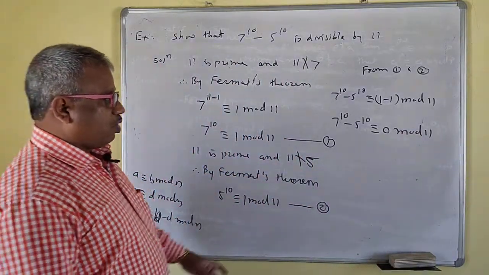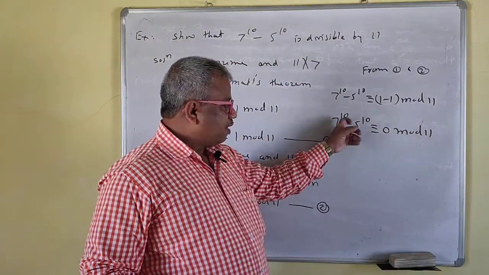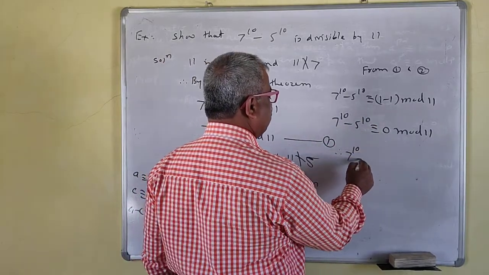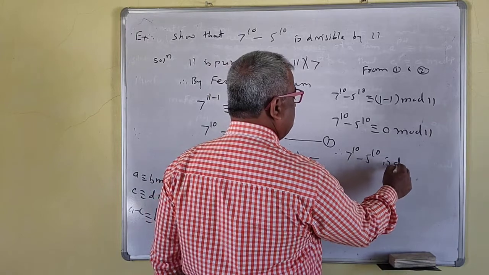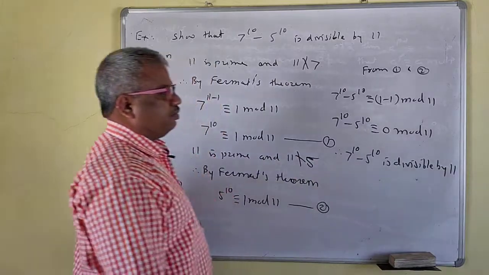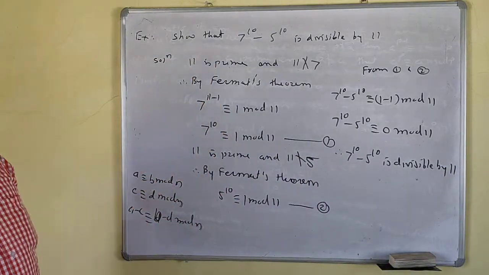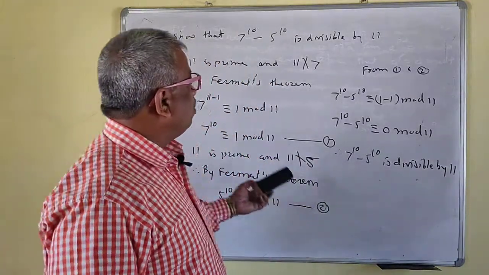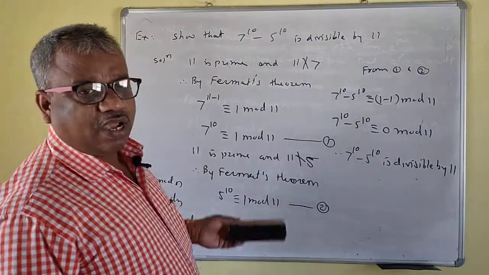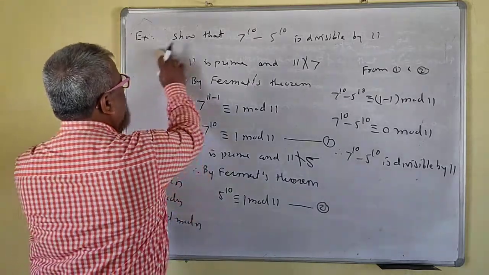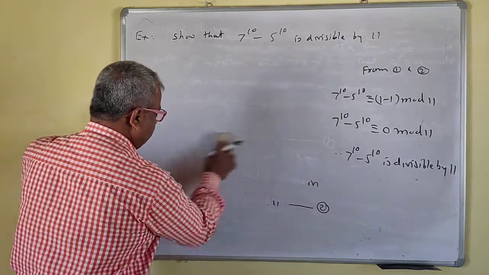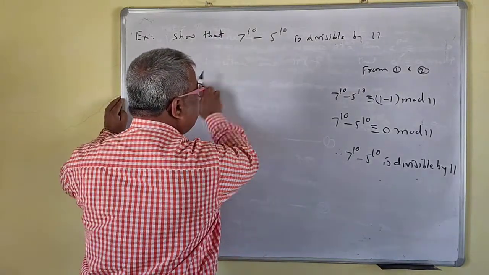Therefore the remainder is 0 when 7 raised to 10 minus 5 raised to 10 is divided by 11. So 7 raised to 10 minus 5 raised to 10 is divisible by 11. So a very simple problem. It is not easy to find 7 raised to 10 and 5 raised to 10. With the help of Fermat's theorem, we did this problem very easily, because we want only the remainder.